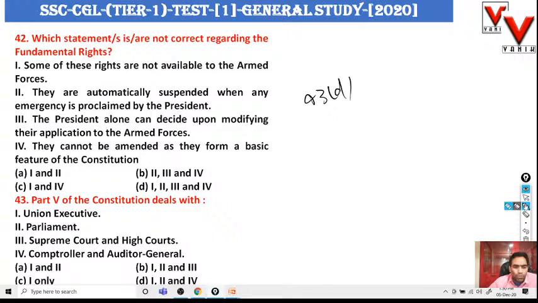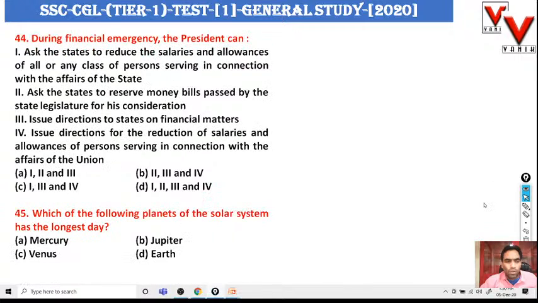We are going to proceed further and discuss question number 44. The question is, during the financial emergency the president can... They are talking about the provisions of financial emergency. What can the president do? Ask the states to reduce the salaries and allowances of all or any class of persons serving in connection with the affairs of the state. This is right.